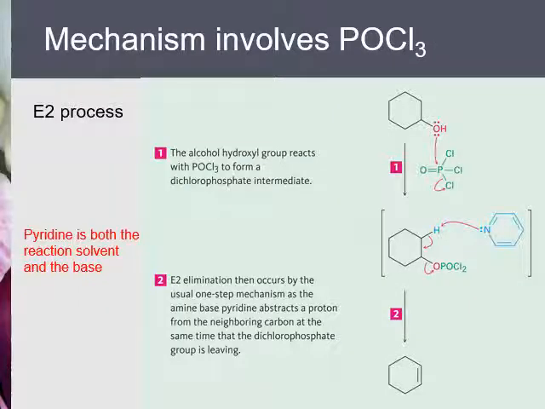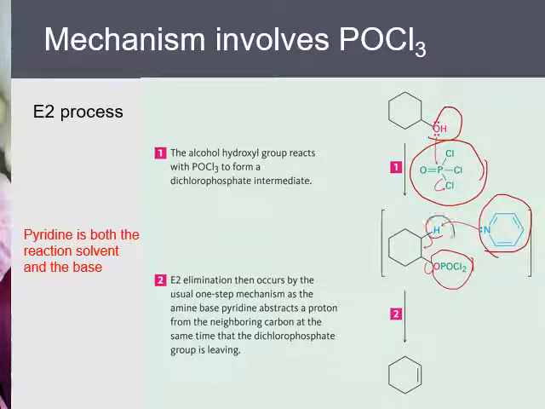This reaction undergoes E2 elimination. First, the hydroxy oxygen attacks phosphorus oxychloride to form a better leaving group. Pyridine serves as a base which deprotonates a neighboring hydrogen, and the leaving group leaves simultaneously, giving you the double bond. So pyridine is both a solvent and a base in this reaction.